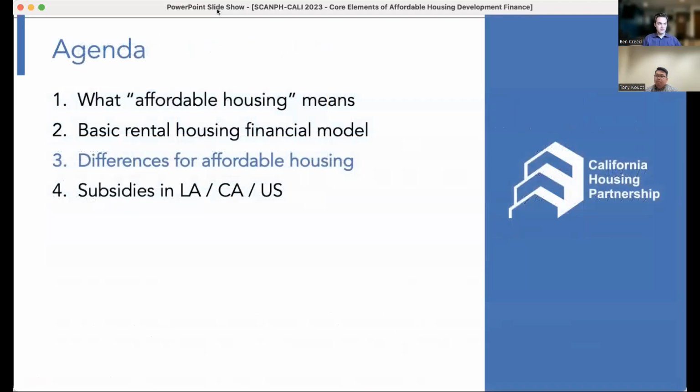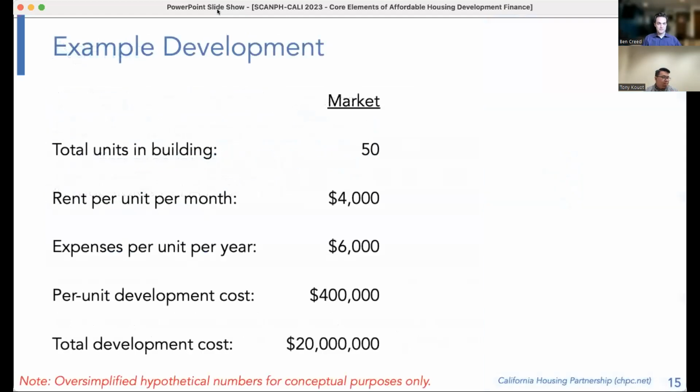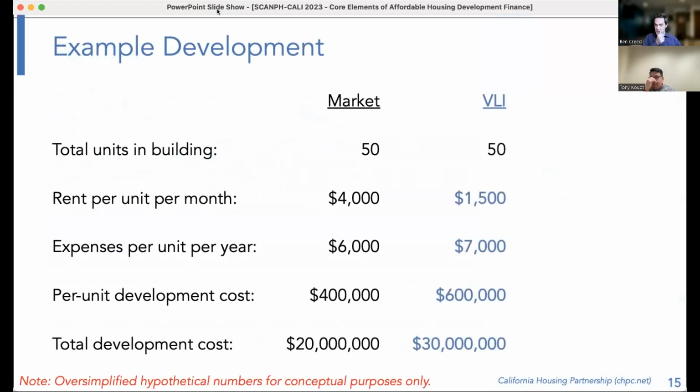So that's the market rate base case. What is different for affordable housing? We're not here because we're interested in $4,000 rents. We're all here because we're interested in affordable rents for low-income households. If we take the very low-income household as the model, I think $1,500 was the affordable rent for the four-person household. A couple of things will change right up front: a much lower rent per month.